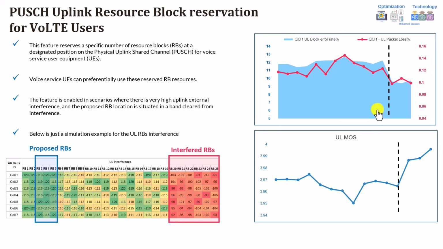As you can see here, there is a clear gain in packet loss and block error rate once some resources were reserved for VoLTE. Also, the voice quality has improved, as you can see here. So this is a very simple feature, and the name of the feature can be different from one vendor to another. So let's move to the next feature.